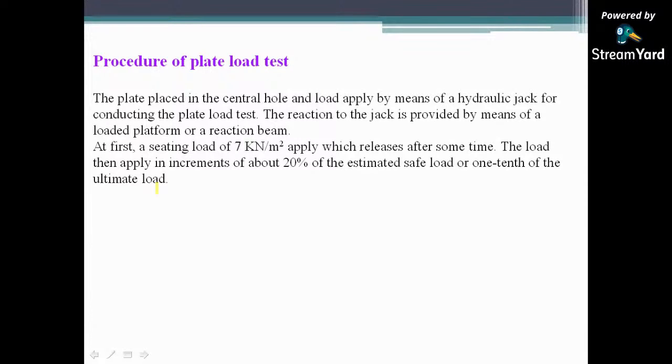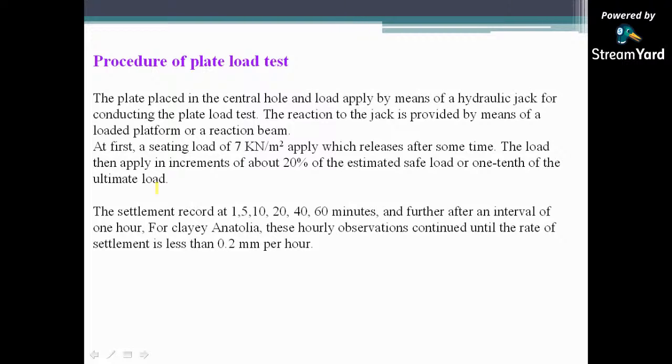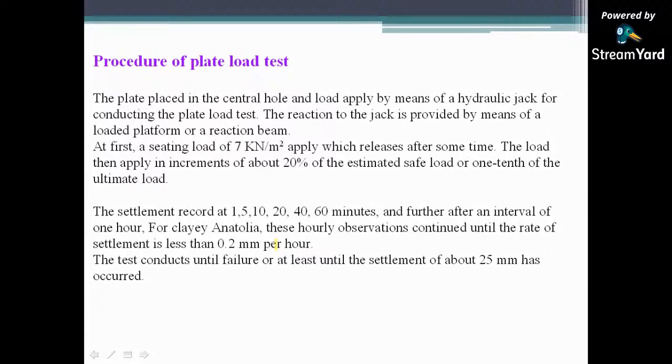Suddenly we don't apply the load in the plate load test because we have to calculate the settlement of the plate with respect to the soil. So the settlement is recorded at 1, 5, 10, 20, 40, 60 minutes and further after an interval of 1 hour for clayey soil. These hourly observations continue until the rate of settlement is less than 0.2 mm per hour. So this is the condition. First you have to follow these minutes, then 0.2 mm per hour you have to consider.